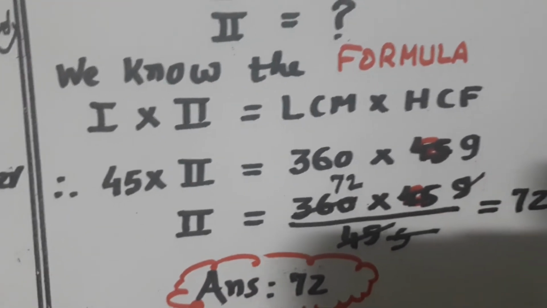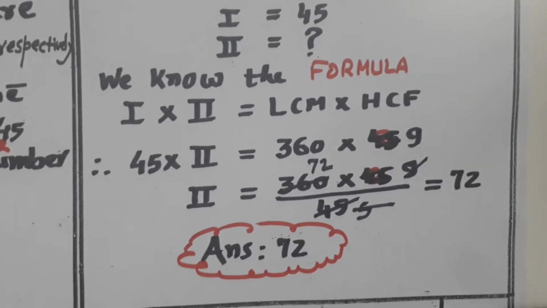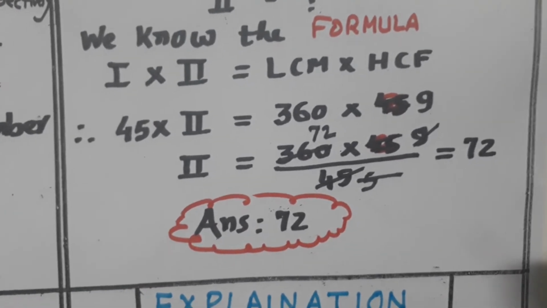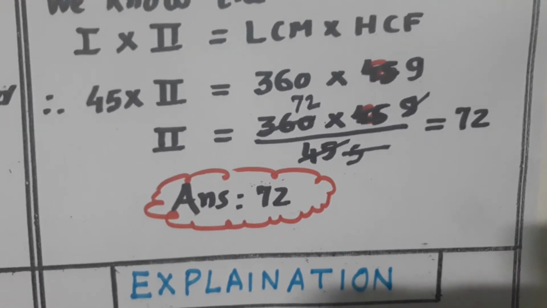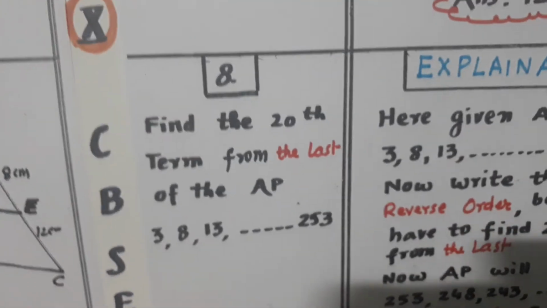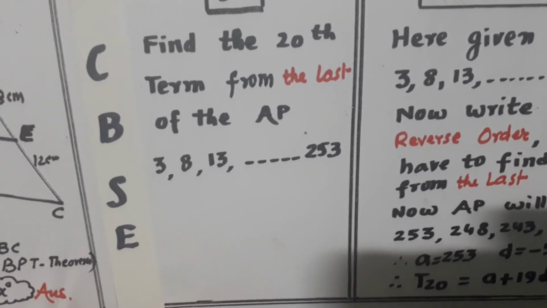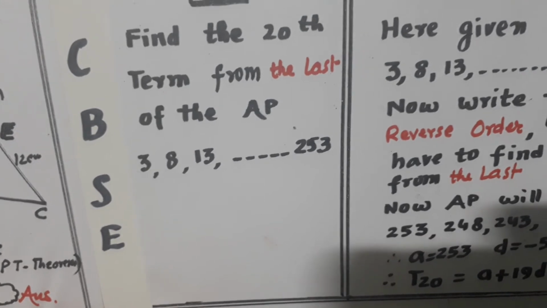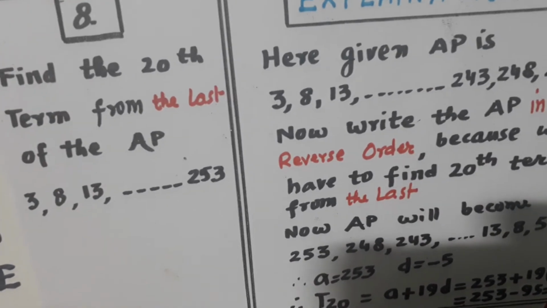We know this formula. First number into second number is equal to LCM into HCF. Just put it and you will get the second number as 72. Answer is 72. That's all. हो गया question. Next, question number 8. Find the 20th term from the last of the AP 3, 8, 13, so on to 53.